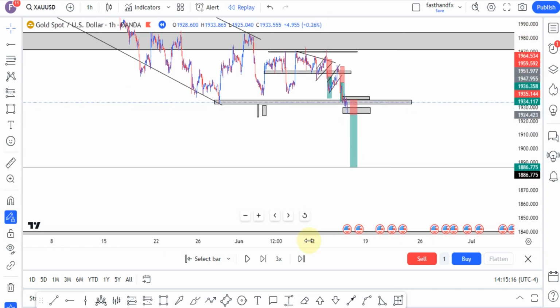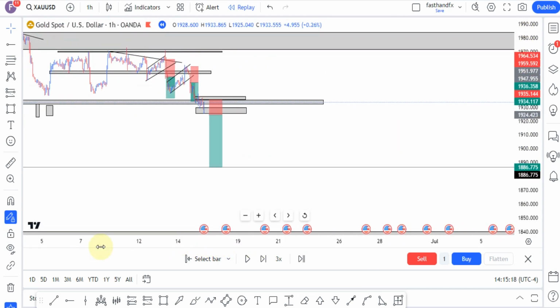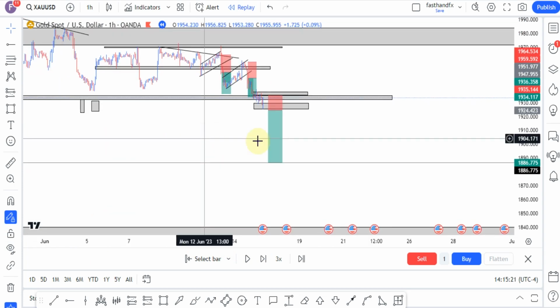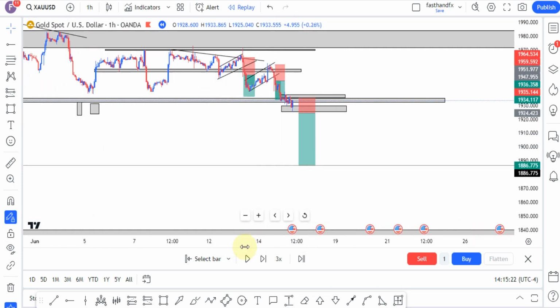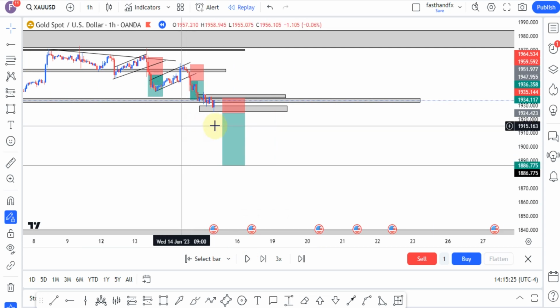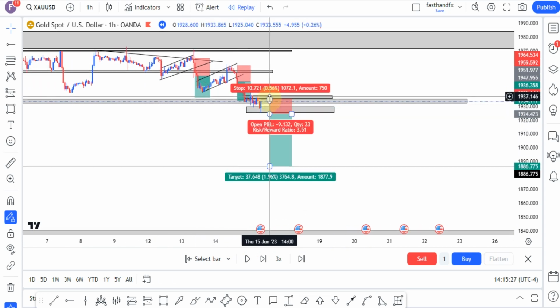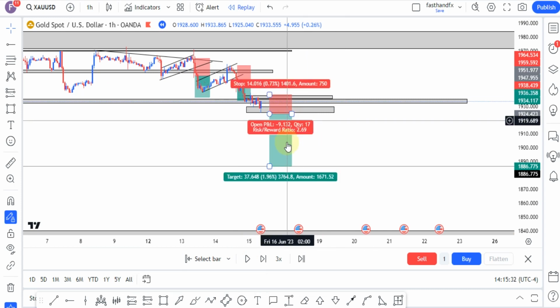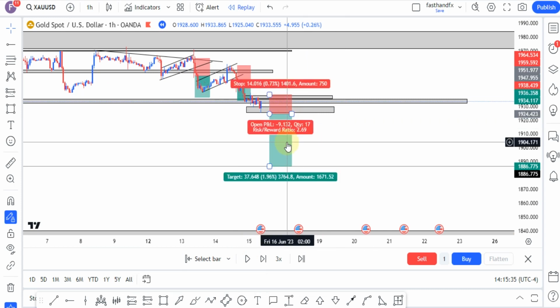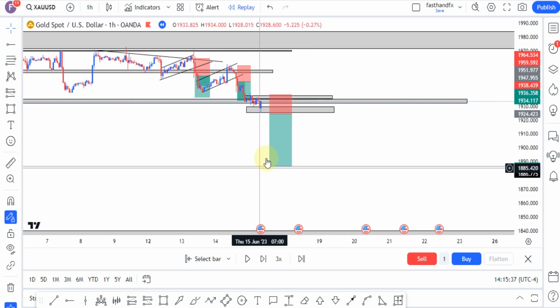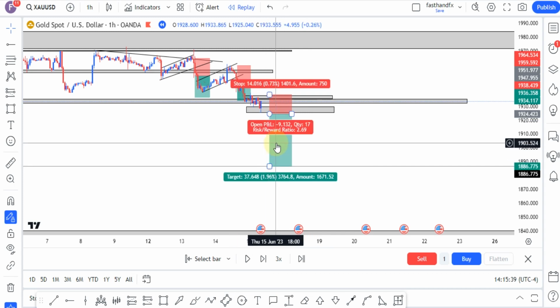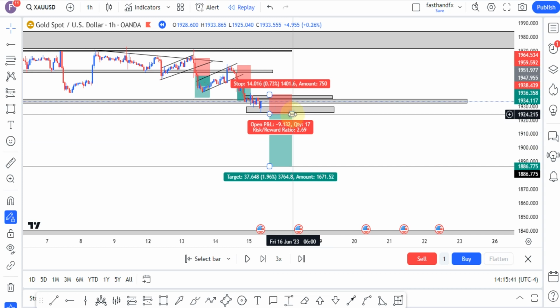So again, guys, if you can see, we are risking... To be safe, let's put our stop loss above this area. So we are risking 140 pips. And what is our target? Our target is 376 pips, guys. That's crazy. Let's see if the market does respect our setup.